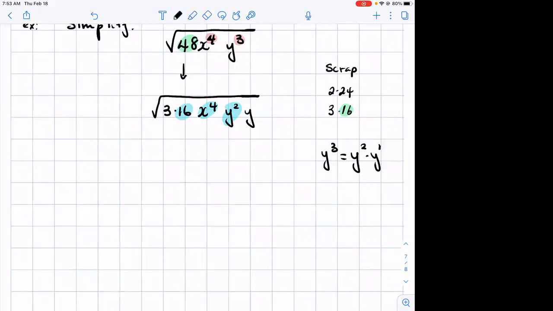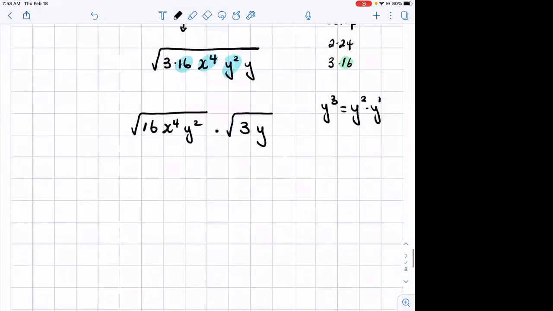So if you want, you can make only 2 radicals, which is what I generally do. The 16, the x to the 4th, and the y squared in one radical, and in another radical, I leave the 3 and I leave the y. Or you could write them individually, meaning the square root of 16, the square root of x to the 4th, the square root of y squared, and then the square root of 3, and then the square root of y. I don't recommend that, but you can do that.